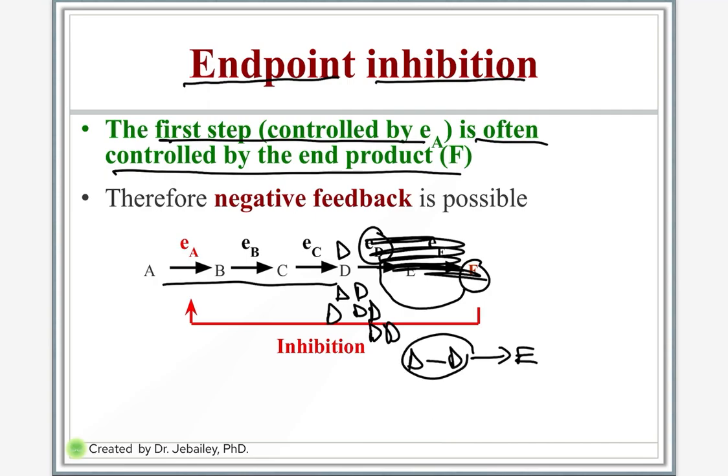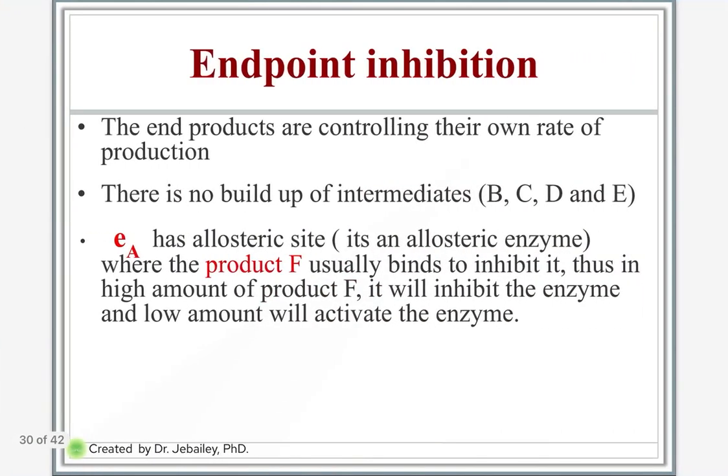The only difference is that it's going to take a little bit longer without the enzyme, but it's still going to make E. The only reason you put an enzyme is to speed it up. But without the enzyme, you can still react D with D and make an E. So if you really want to stop the whole process, you really have to stop right here at the beginning of all of it. So the end product controls its own rate of production.